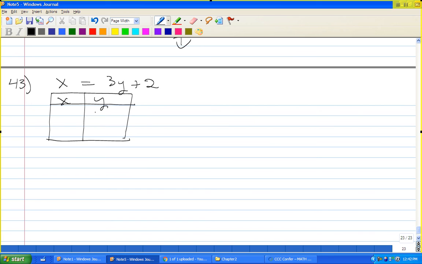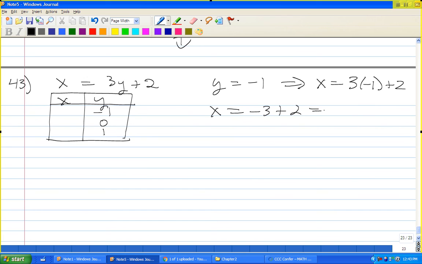So in this case, let y equal negative 1, 0, 1, and then determine what x is. When y equals negative 1, I have x equal to 3 times negative 1 plus 2. Negative 3 plus 2 is negative 1.